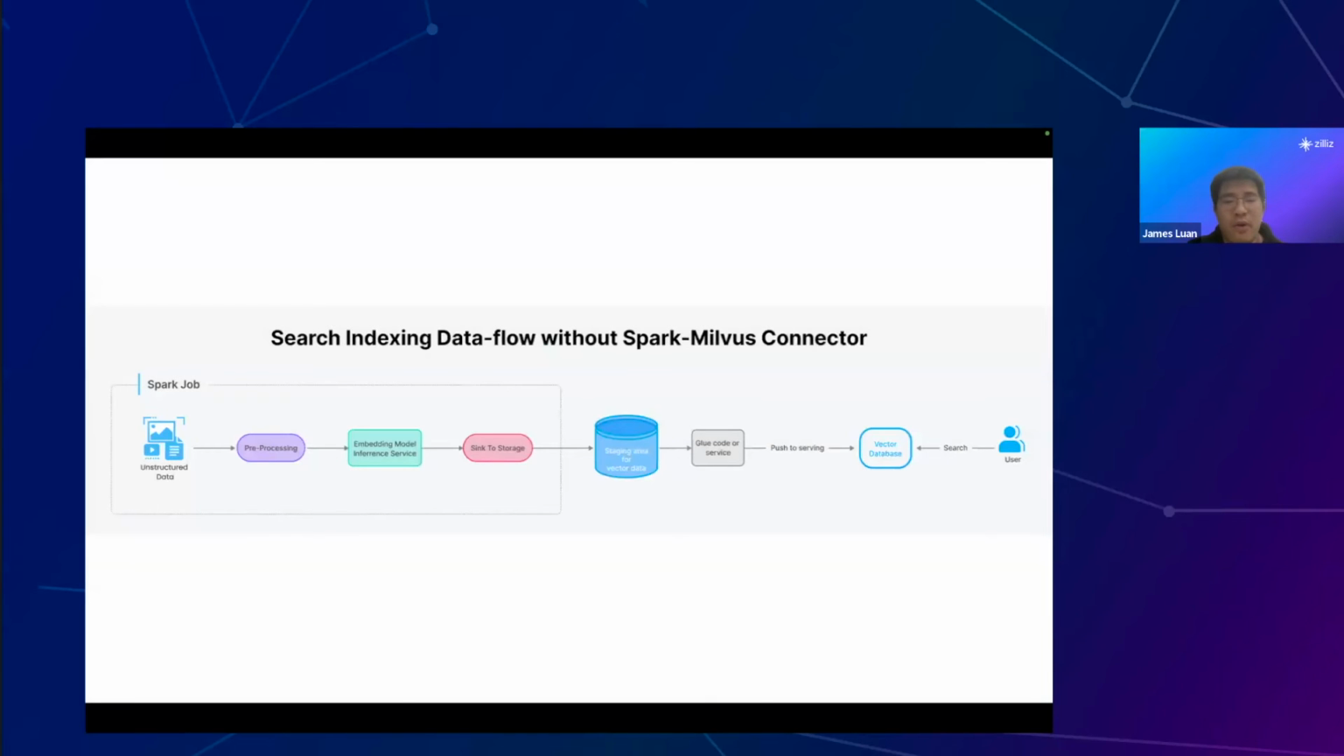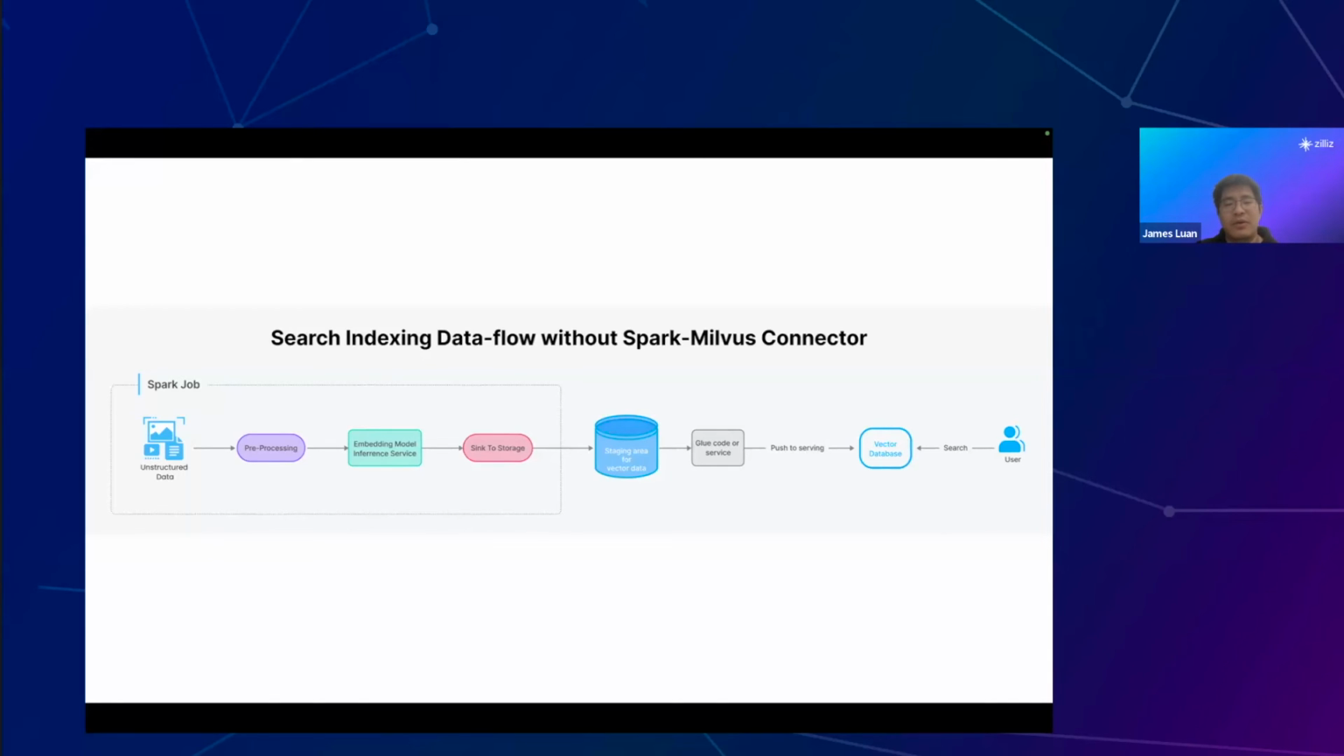So what if you are a developer and you try to search on all your structured data? Without this Spark connector, first of all, you have to run a Spark job. The Spark job reads out your unstructured data, does pre-processing, puts all the data into an embedding model, and then after embedding, you store all the data into another storage. Usually it's going to be S3 or your local storage.